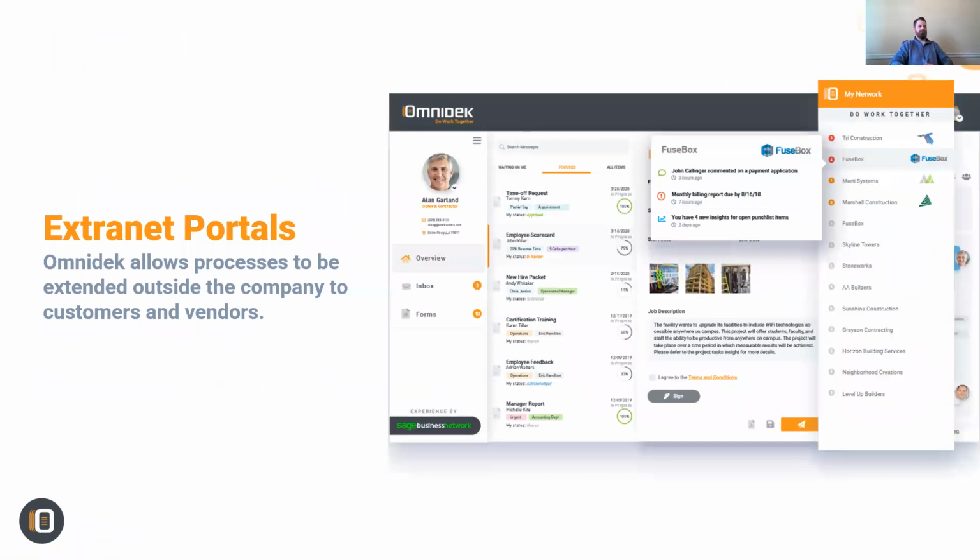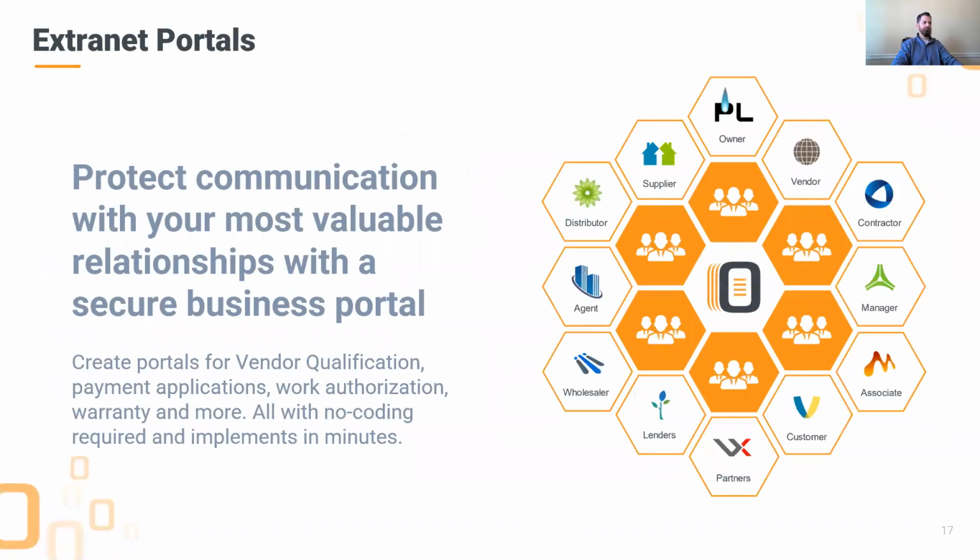I didn't show this today, but we can easily spin up an extranet portal. What that means is, you might want to build a vendor portal where your vendors can come in and submit pay applications, fill out and sign some pre-qual forms, lien waivers, those kinds of things. Or maybe you just have guys out in the field that you want to enter a time card. You can hand them a phone or a tablet, and they've got the portal right there just to enter those forms, so they don't have to have the full application. I can literally spin up a portal in about 5 minutes in Omnidek. Very, very easy to do.